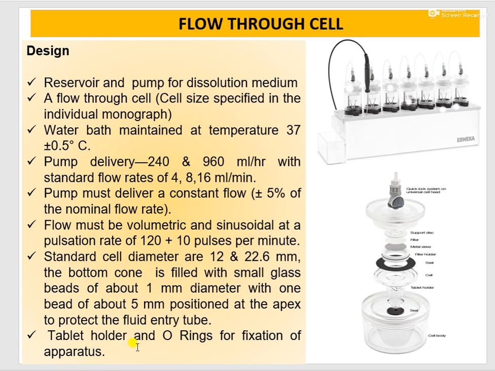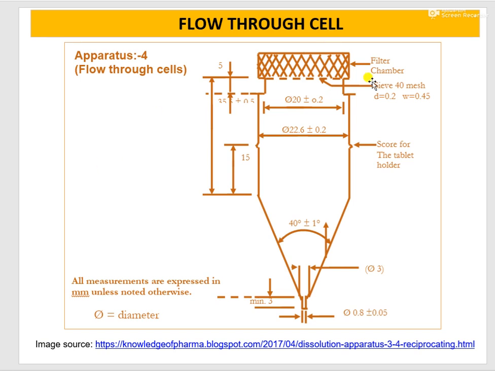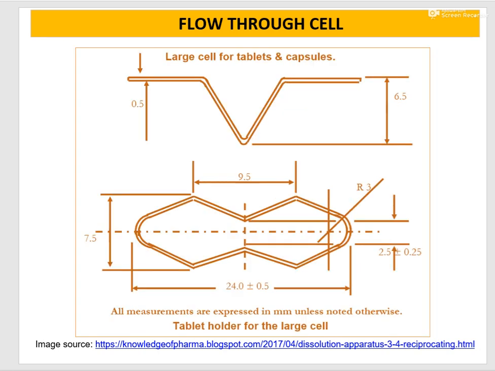There will be a tablet holder and o-rings for fixation of apparatus. Means here you will have a tablet holder where you will place your tablet, and o-rings will be required for fixation of apparatus. This is a detailed diagram of flow through cell. This is for a large flow through cell. So we can see that there is a cone shaped flow through cell.